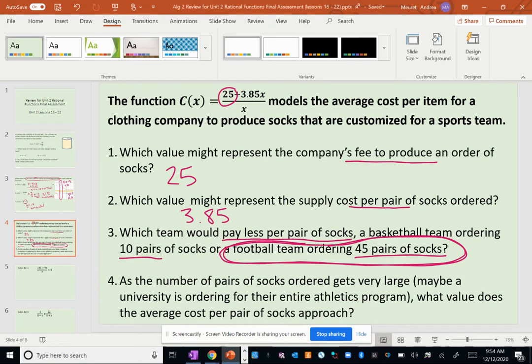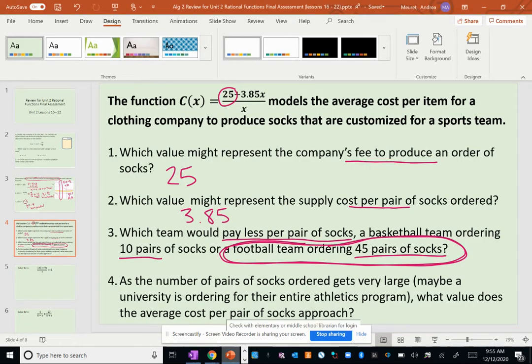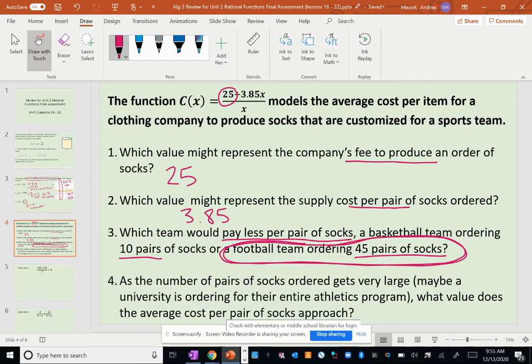And then number four, as the number of pairs of socks ordered gets very large, maybe a university is ordering their entire athletics program, what value does the average cost per pair of socks approach? And so it's going to be approaching the asymptote. So if we look at this on a graph, I have this graphed as well, we can see the 3.85 is the horizontal asymptote, y equals 3.85. So that's going to be the value that the function approaches as a very large number of socks is ordered. So $3.85.